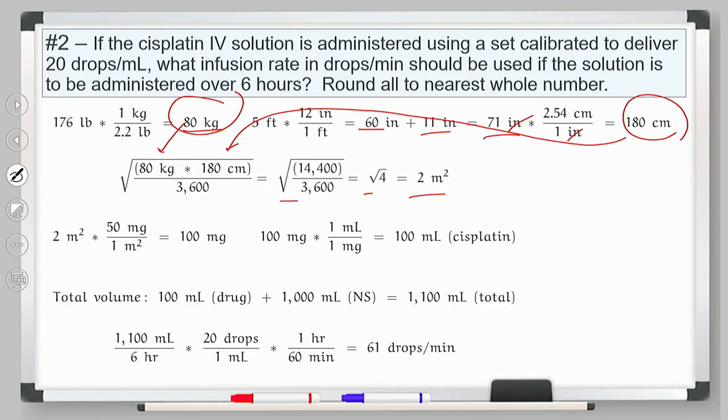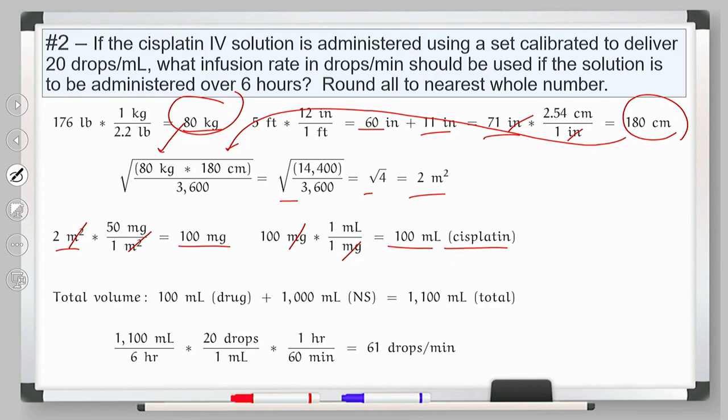Now I have the value I need to base the dose on. Their body surface area is 2 meters squared, so I'll start with that. From the question, it was 50 milligrams per meter squared, so if I multiply that, I get 100 milligrams. Knowing that the concentration of my additive was 1 milligram per mL, then to get 100 milligrams, I need 100 milliliters of the cisplatin, okay? So that's where it gets a little bit tricky. That's the volume of the drug additive that provides 100 milligrams.